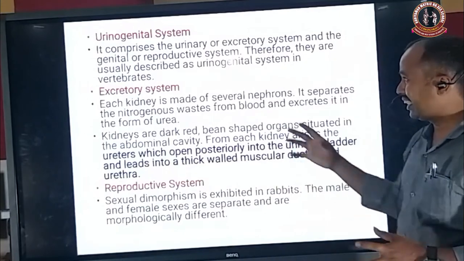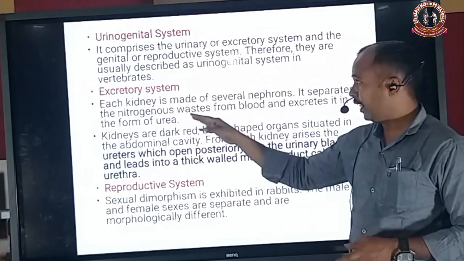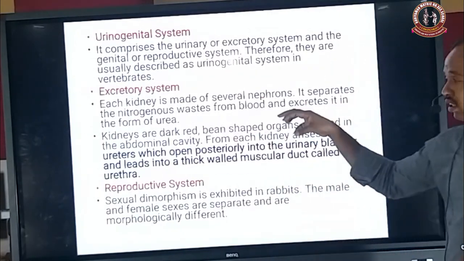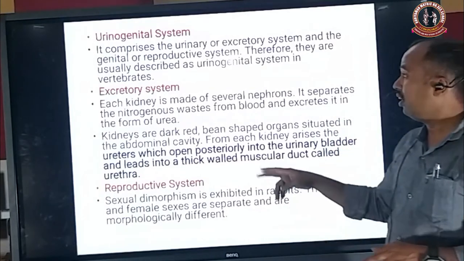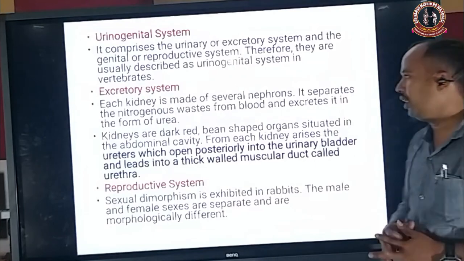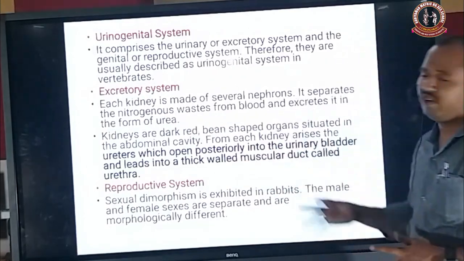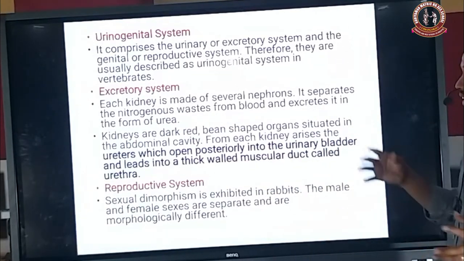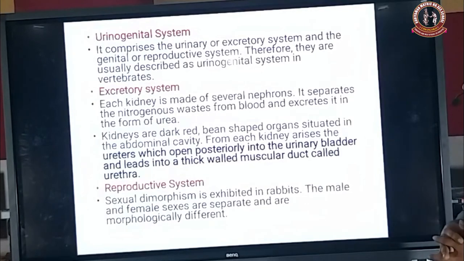And then the excretory system mainly contains the organ kidney. Each kidney, why are we saying each kidney? There are two kidneys, which means a pair of kidneys. Each kidney is made up of several nephrons. Nephron is called the structural and functional unit of the kidneys.